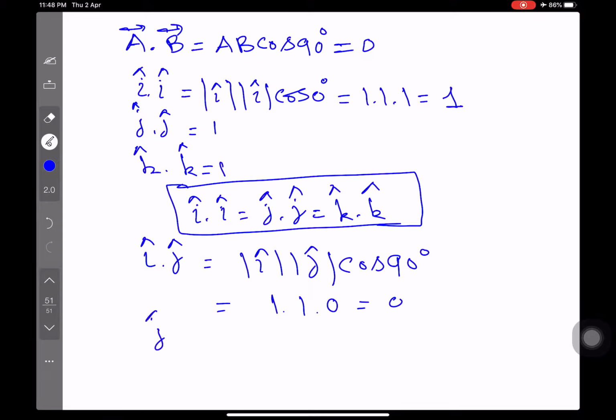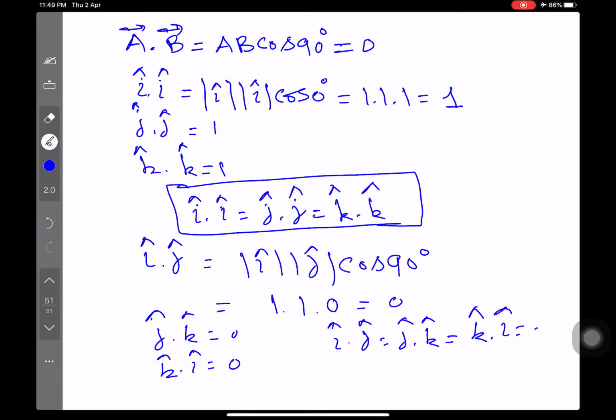Similarly, J dot K equal to 0. K dot I equal to 0. And therefore, for remembering this, I will write I dot J equal to J dot K equal to K dot I, each equal to 0. And I will put it in a bracket box so that you can remember it. Now we come to the next very important property.